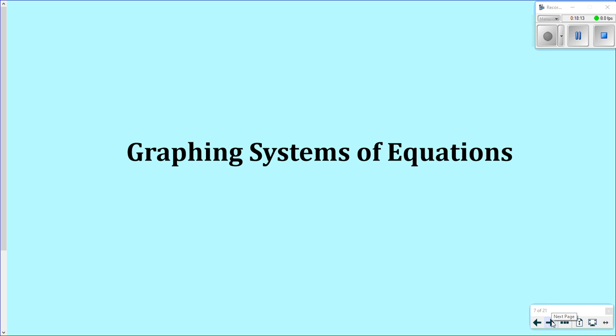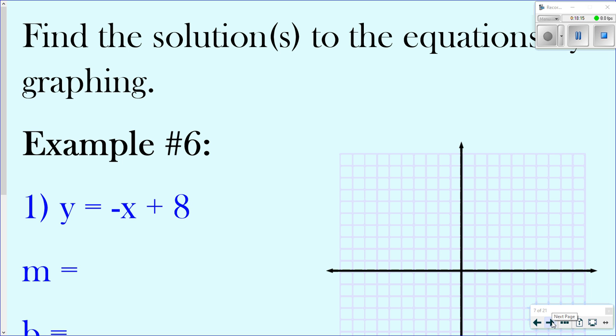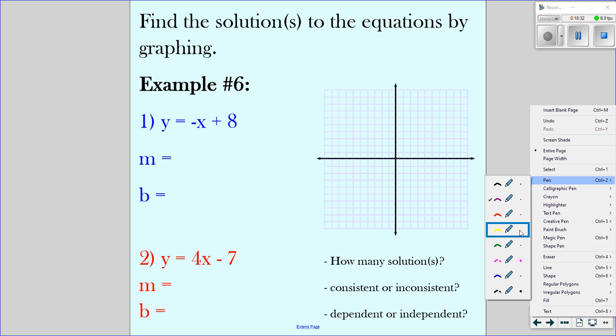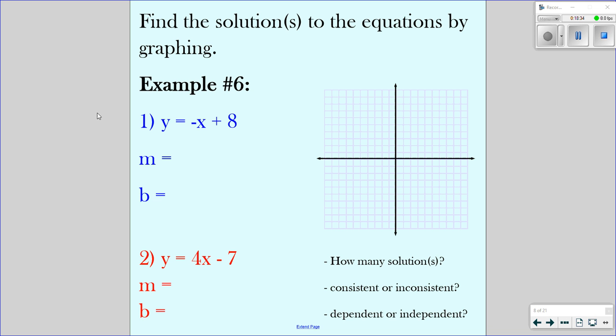Now we're going to graph the system of equations. We studied it, we read it, now we're going to graph. So let me make this smaller. All right, so they want us to find the solution to the equations by graphing. So the first thing we're going to do, they gave us two equations. We're going to find the m and the b, because in order to graph, we need the slope and we need the y-intercept. So the slope is -1.